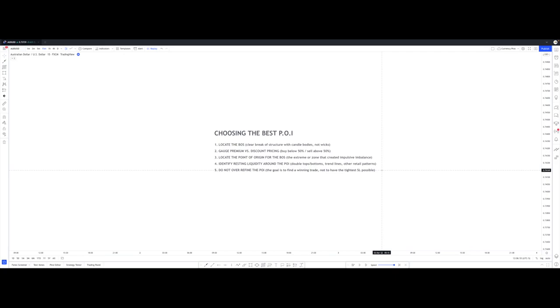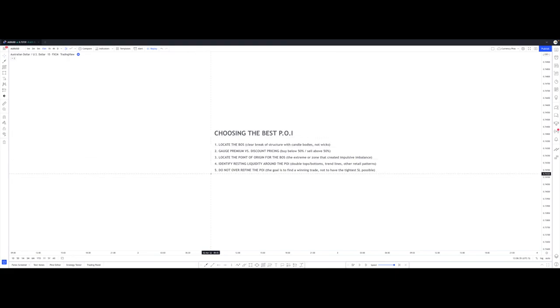That's why we're all here, right? That's the whole point of trading. So do not over refine the POI down to like a 15-second POI where you can achieve a 0.6 stop loss. It's completely unnecessary. So these are the 5 steps that I've written here on my chart.